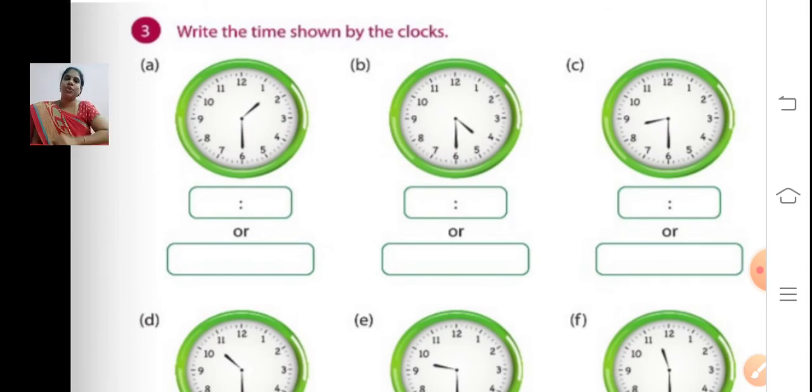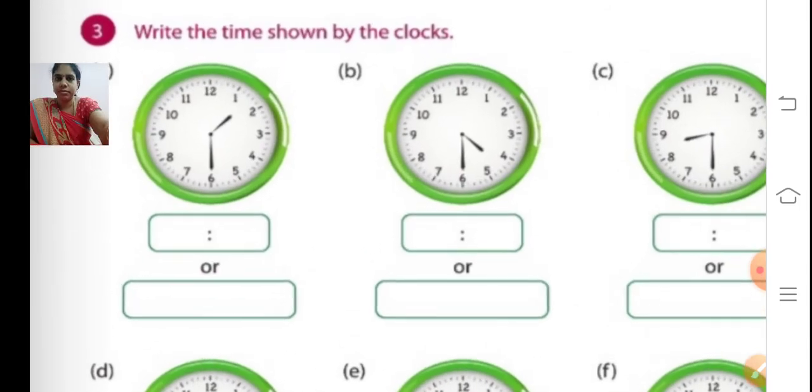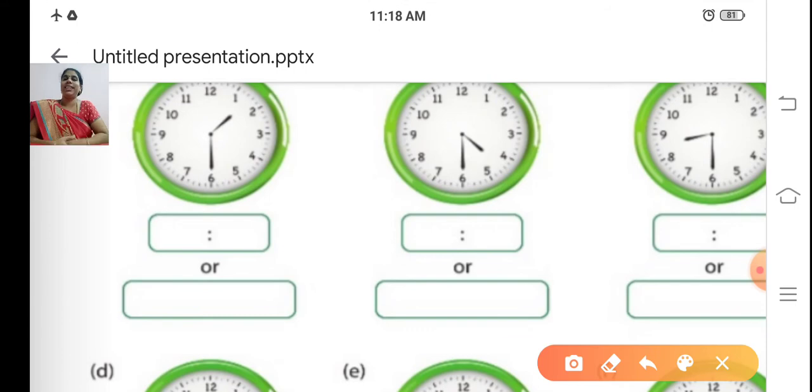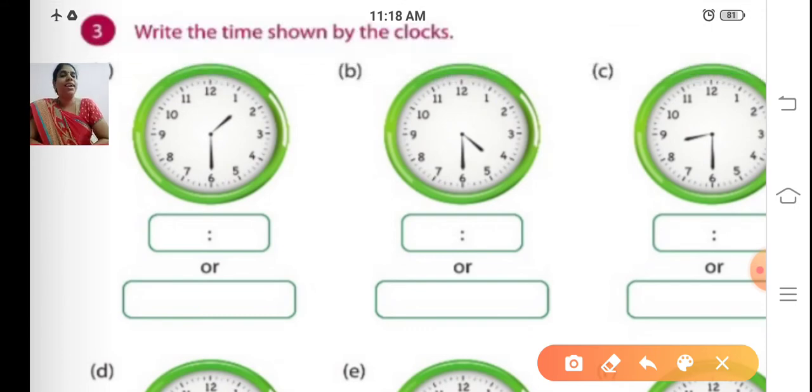Write the time shown by the clock. So now we are going to write down the time. Just see where the hour hand is at now. The smaller one. Yes, it crossed 1, right? So the time is 1. And where is the minute hand? The bigger one, the longer hand, it is at 6, right? So 6, how will you calculate the minutes? Multiply that by 5. 6 5s are 30. So what is the time now? 1:30.